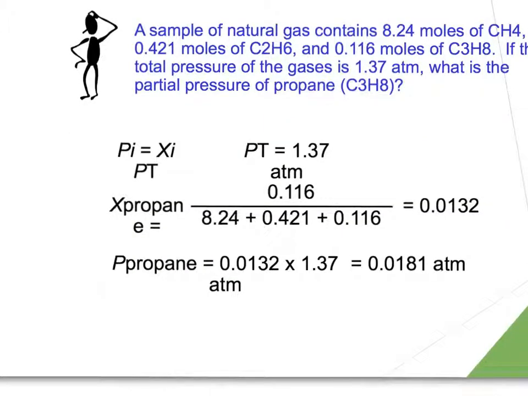Well, let's look at an example problem of Dalton's partial pressure. A sample of natural gas contains 8.24 moles of CH4, that's methane, 0.421 moles of C2H6, which is ethane, and 0.116 moles of C3H8, which is propane. If the total pressure of the gases is 1.37 atmospheres, what is the partial pressure of propane, C3H8?